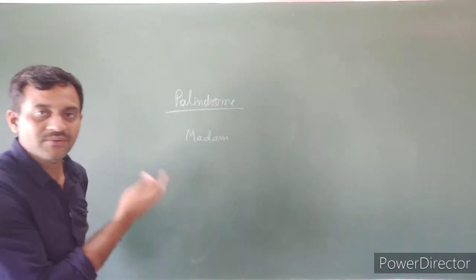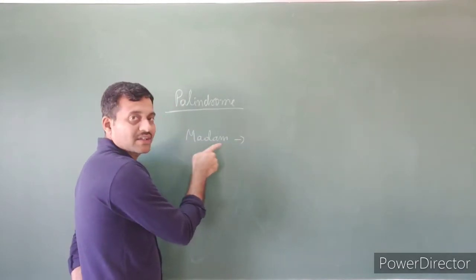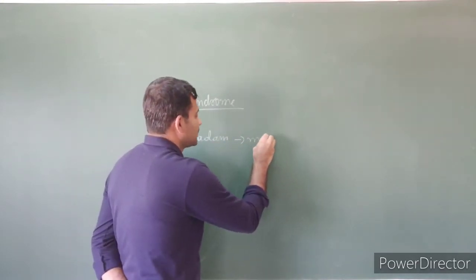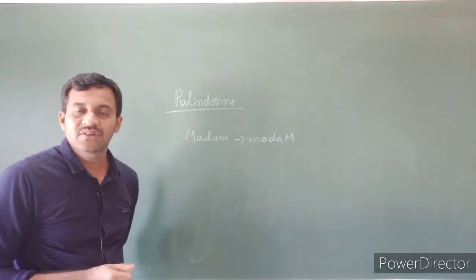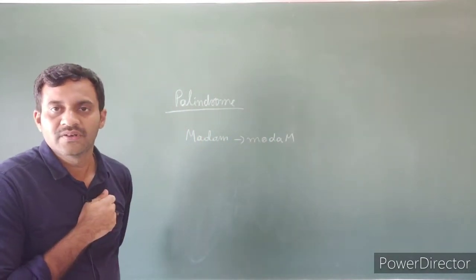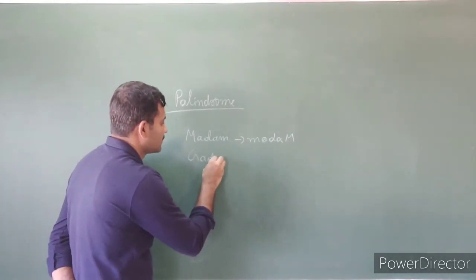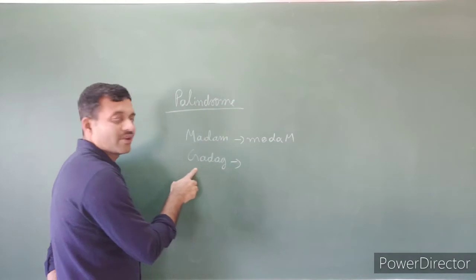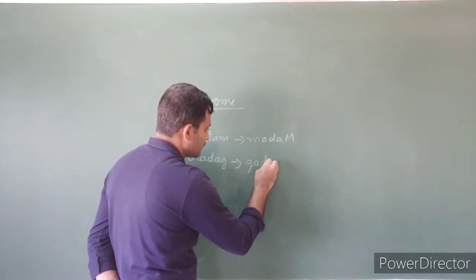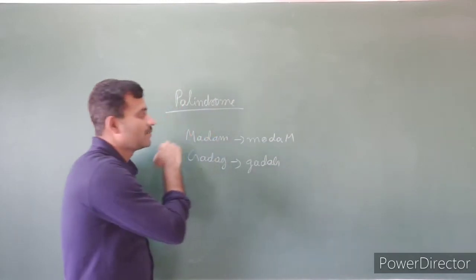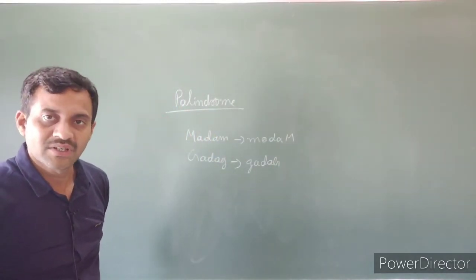Madam. After reversing madam, after reversing means we have to interchange the characters. Again, it becomes madam. So it is a palindrome. Then, if it is gadag, after reversing the word gadag, again it returns the same meaning. That is a palindrome. After reversing the word, it returns the same meaning.